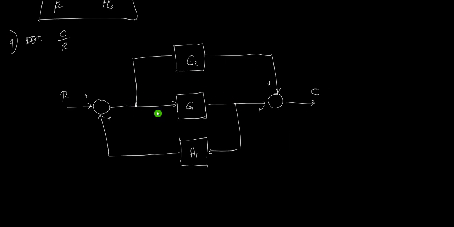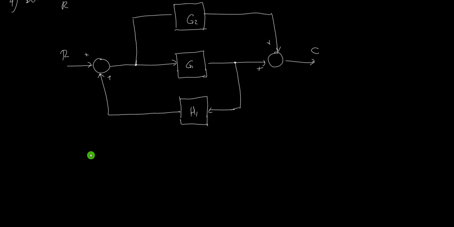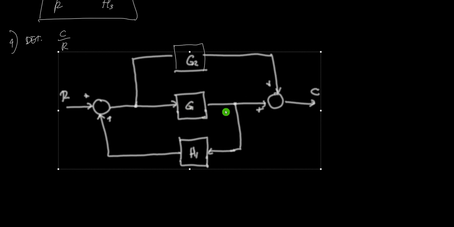So we move that. And if you move that, we need to include the signal that we're moving. We move it here, and we need to add a block here, which is equal to this one, G1. So let's do that. I can just copy this here.